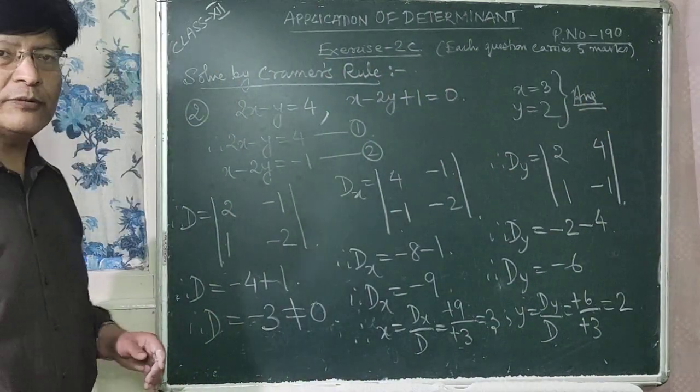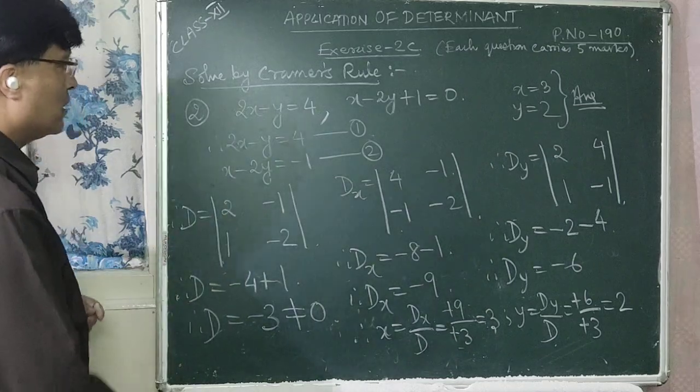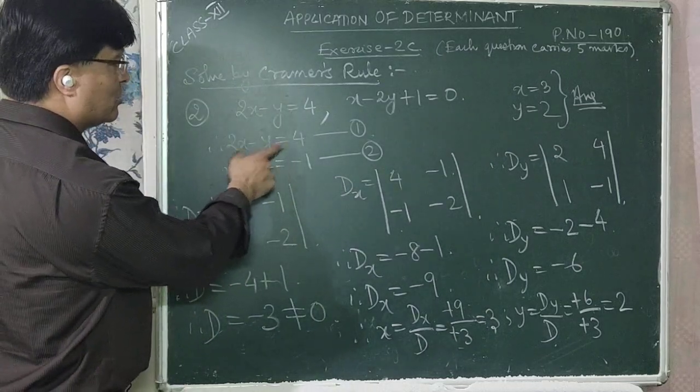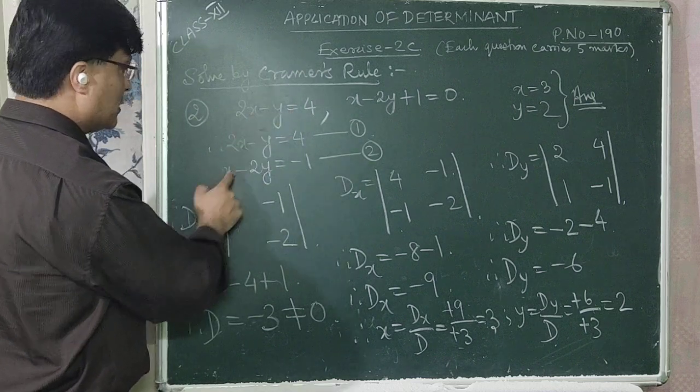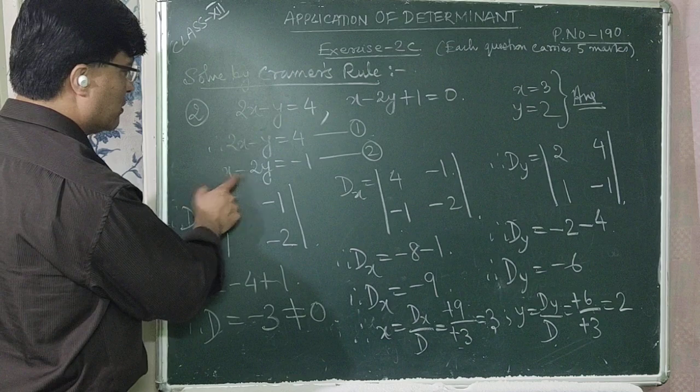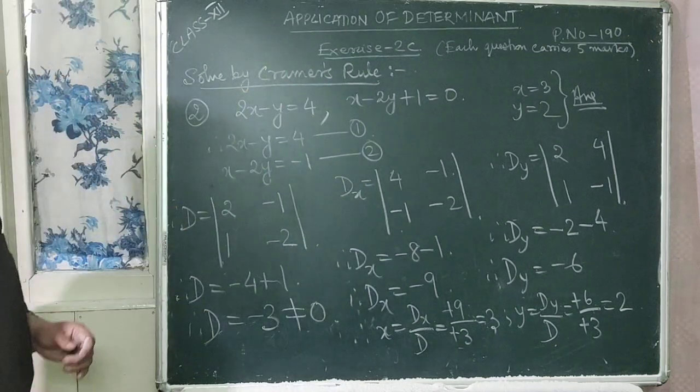Is it clear to all of you? You can check the answer also. You put the value of x here and y here, you should get 4. 3 2s are 6, minus 2. 6 minus 2 is 4, that's right. This is 3, minus 4. 3 minus 4 is minus 1. So it is the correct answer.